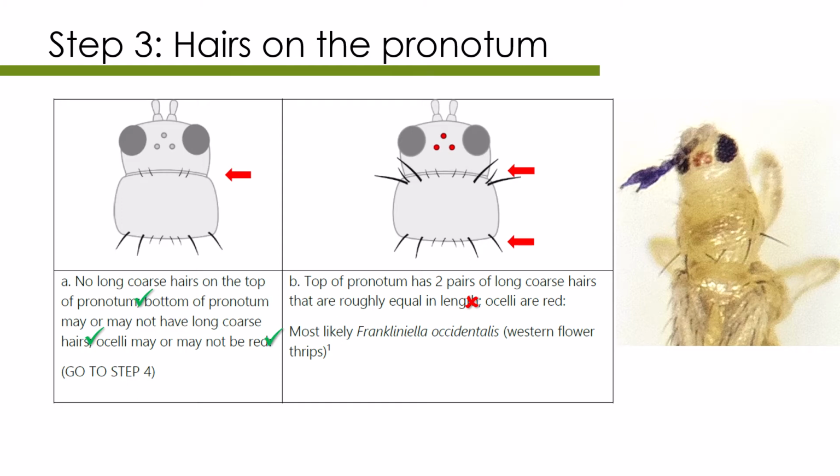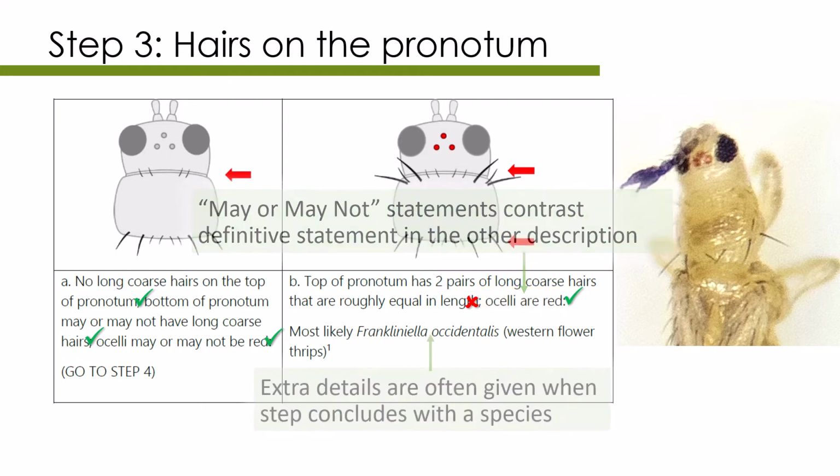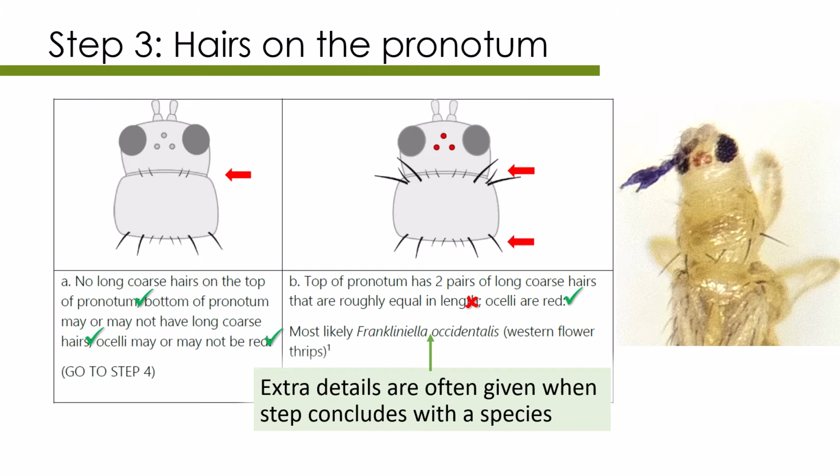In dichotomous keys, the statements in option A and B often correspond to point out similarities or differences between the 2 options. So we might include may or may not statements to contrast with a definitive statement that's in the other description. You will see this used most often when one of the options ends with a species. Instead of sending you to the next step, option B ends with Frankliniella occidentalis, commonly called Western flower thrips. We've added this additional detail so that you can be more sure of your answer.